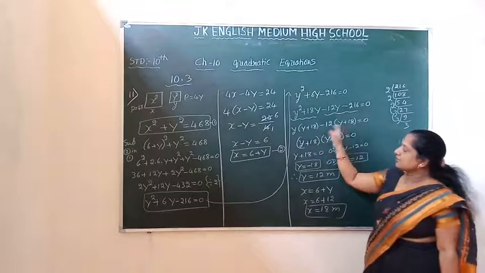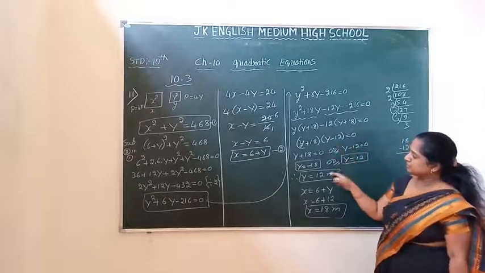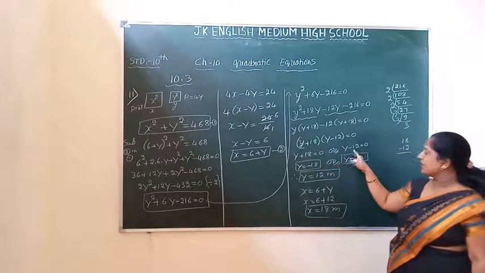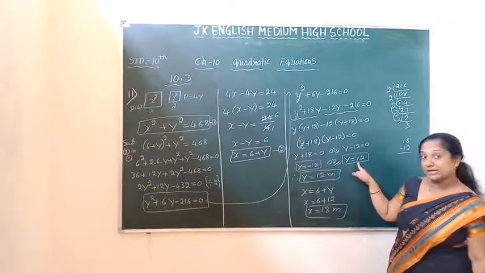So you take common your y plus 18, then y minus 12 is equal to 0. So both equalize to 0. Y plus 18 is equal to 0. Y minus 12 is equal to 0. Y is equal to minus 18. Y is equal to 12.